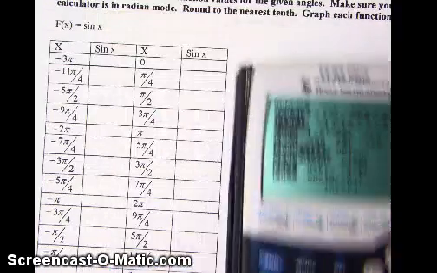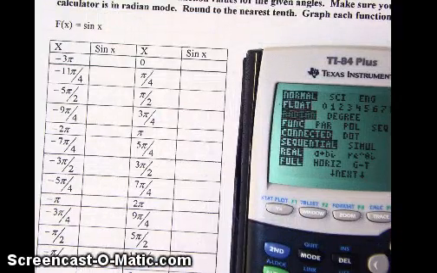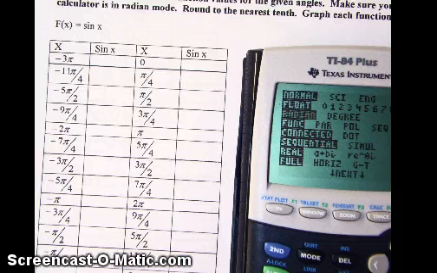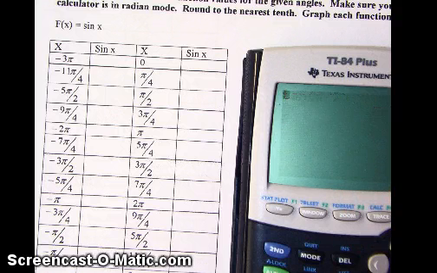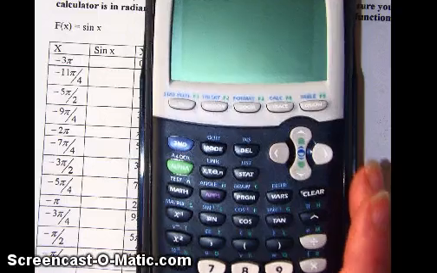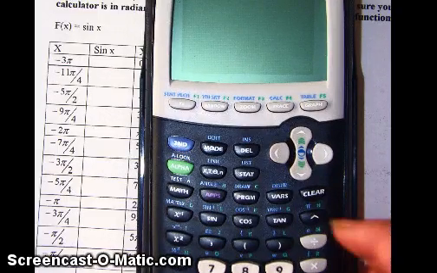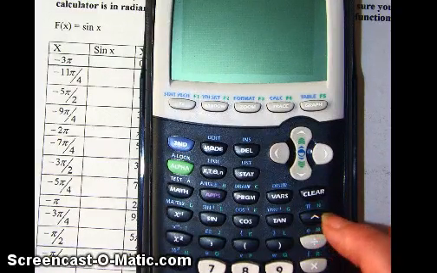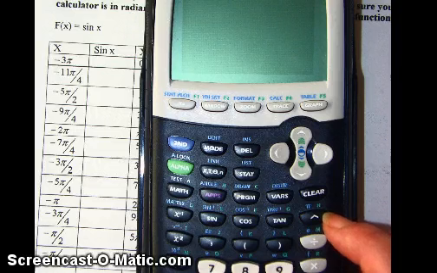Okay, so the directions are: using a calculator, find the function values for the given angles. Make sure your calculator is in radian mode. Round to the nearest tenth. All right, so back to the home screen. I am going to do the sine of -3 pi, and, oops, you can't see it. Let me move my calculator. Pi is right here on the calculator. It is above the caret key.